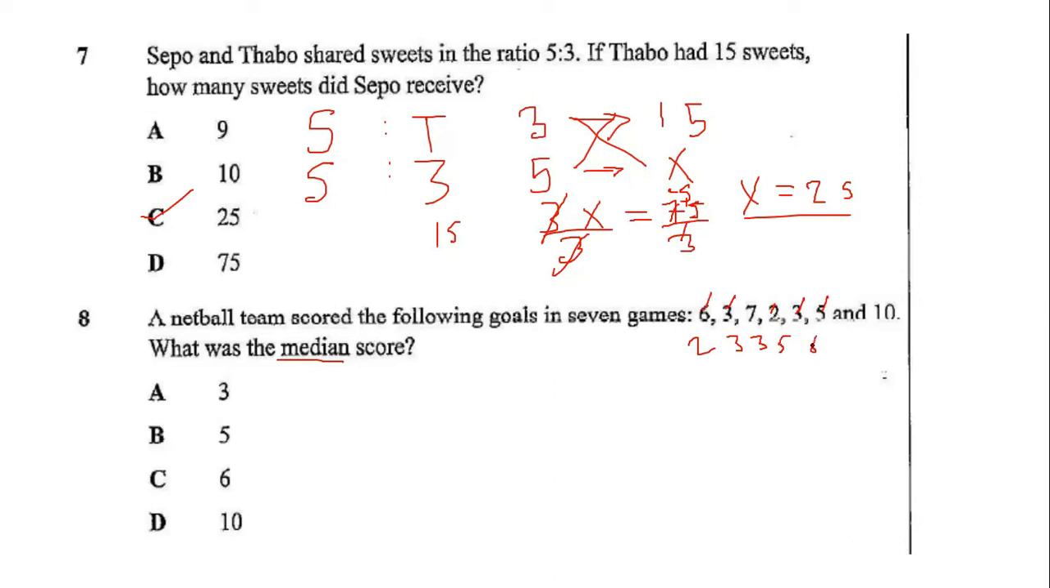From a 6, we have a 7. And finally, we have a 10. So we look at which number is in between. We have 1, 2, 3, 4, 5, 6, 7. So we can put 3 this side and 3 this side. Then 5 will remain as the middle number. Therefore, the median is 5. So our answer is B.